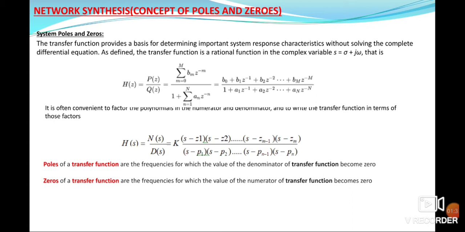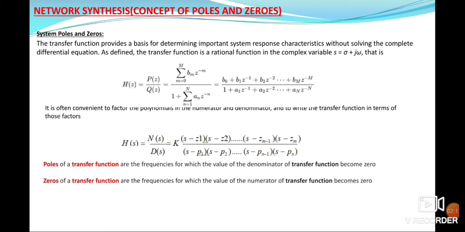That is, in case of Z transform, we will represent the transfer function as H(z) equals P(z) by Q(z). So, if we write the equation, we will get b0 plus b1 z inverse plus b2 z to the power minus 2 and so on. And in the denominator, we will write 1 plus a1 z inverse plus a2 z to the power minus 2 and so on. So it is often convenient to factor the polynomials in the numerator and denominator and to write the transfer function in terms of those factors.